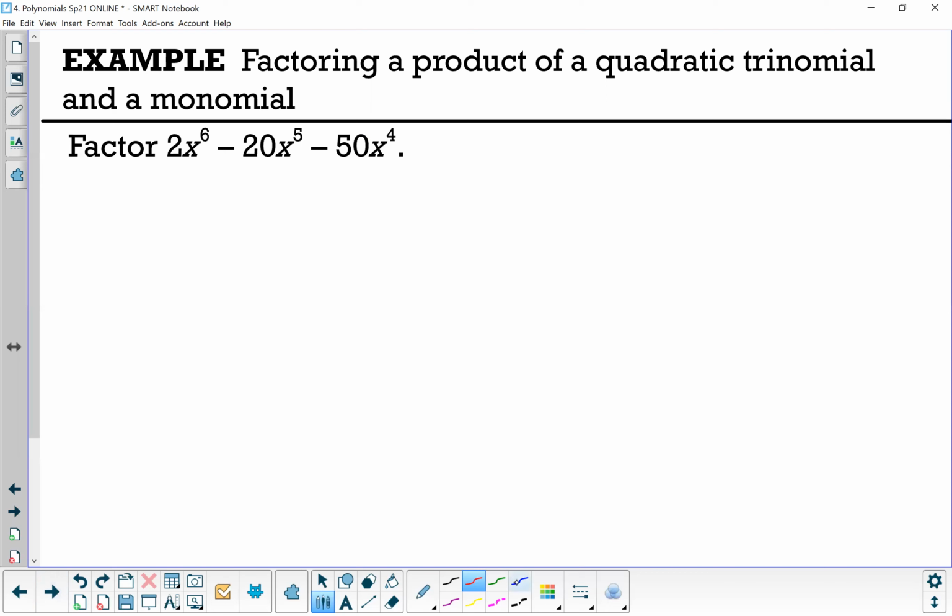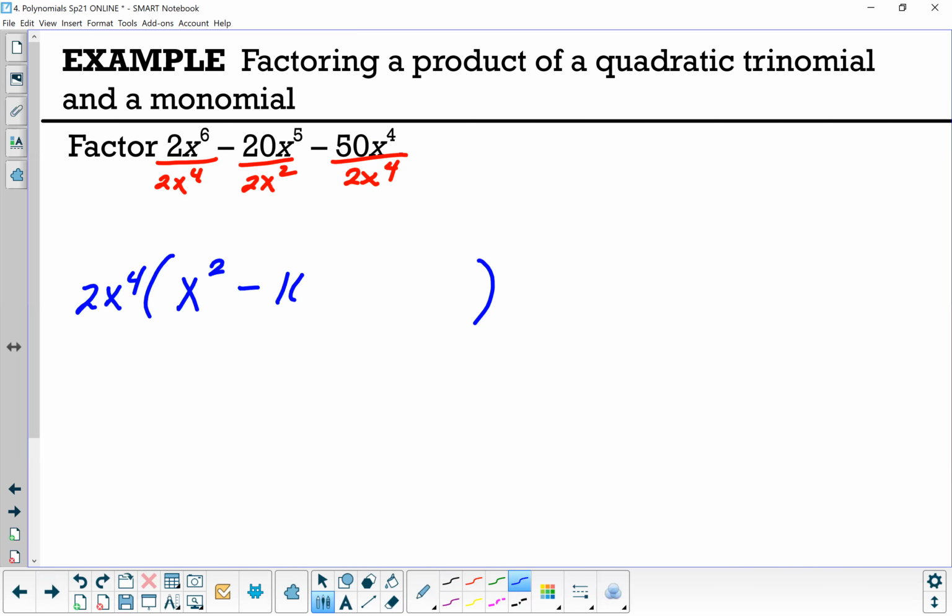All right, so I hope that you first look for a GCF. By inspection, I can see 2 for the coefficients and then x to the 4th. So 2x to the 4th is our GCF. I'm going to divide by 2x to the 4th to get my second factor. So that gives me x squared minus 10x minus 25.